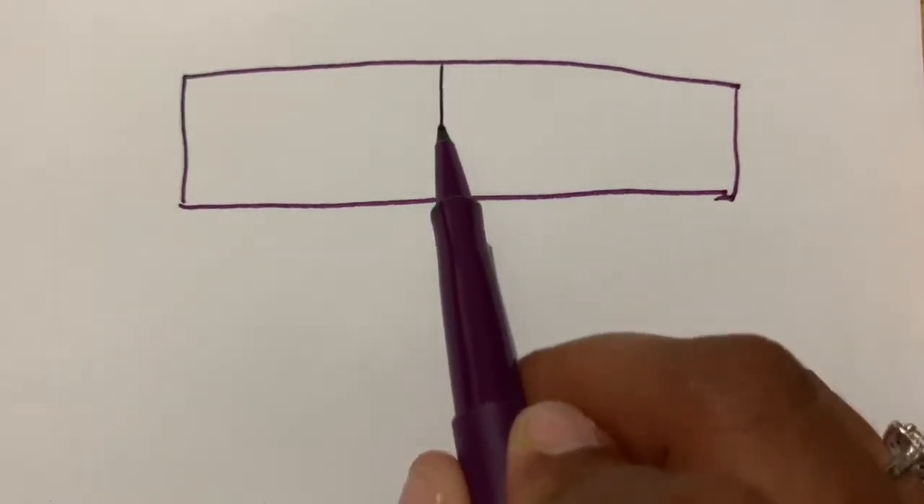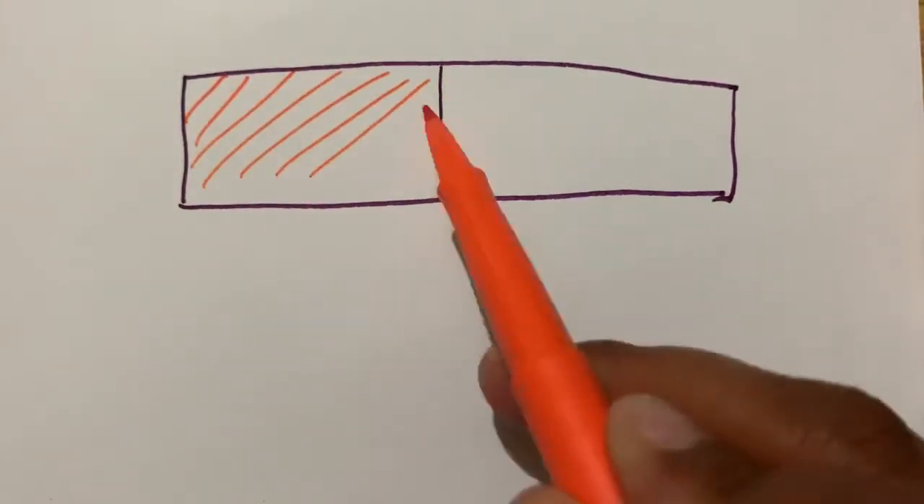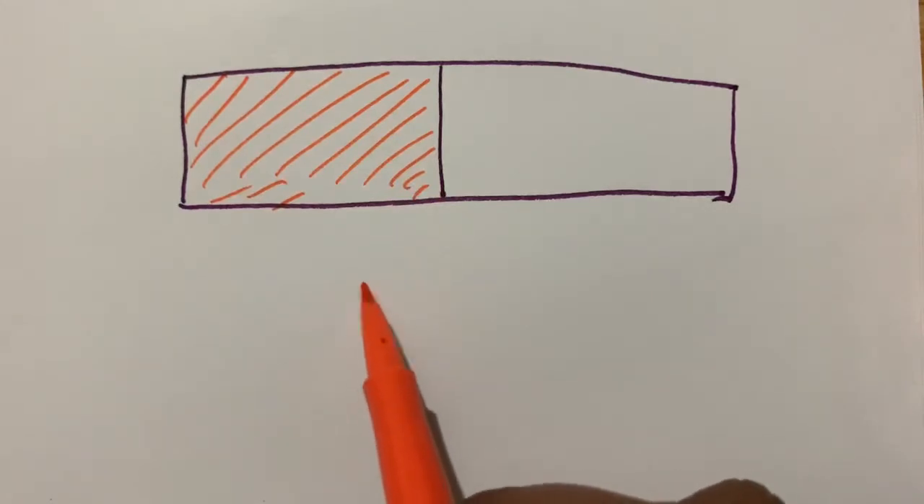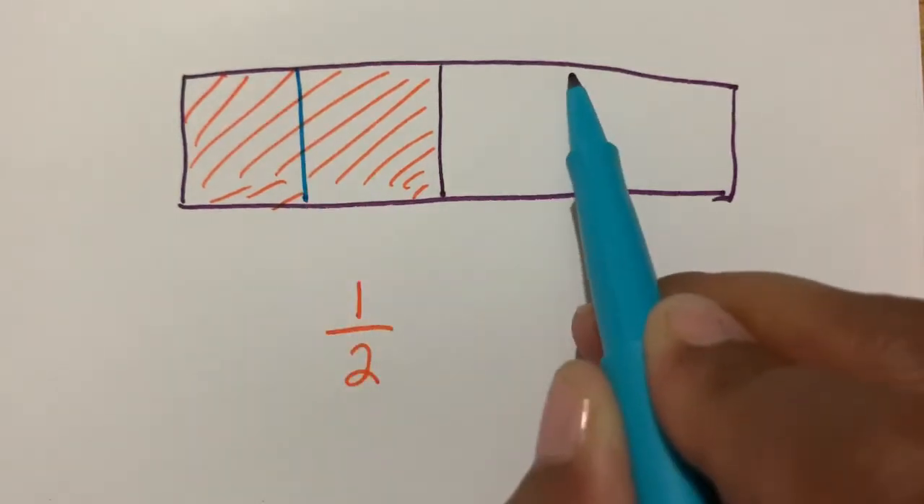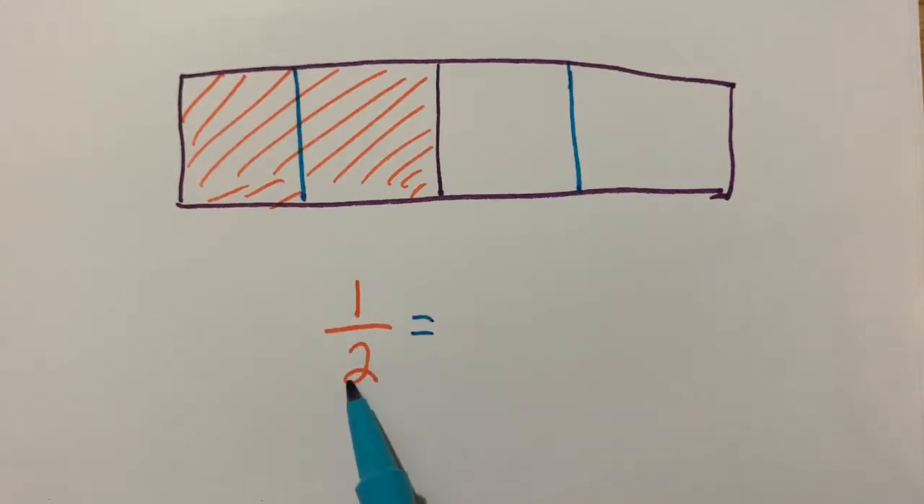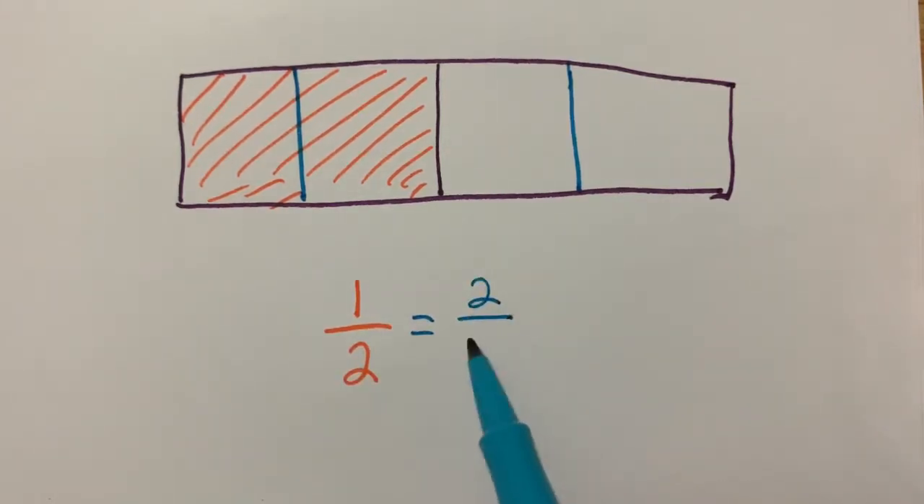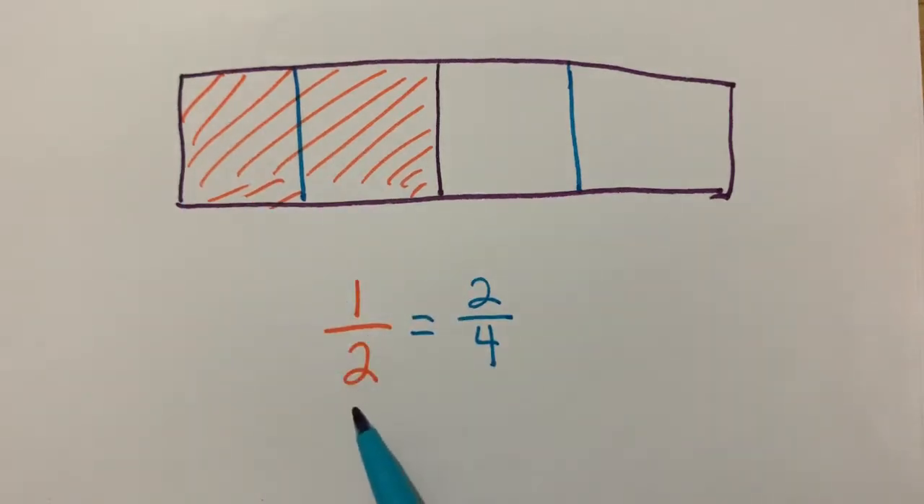So I'm going to use 1/2. So my benchmark fraction is 1/2. Well, if I take my model and I make it into fourths, I can say that 1/2 is equivalent to 2/4. And the reason why is I still have half of the model shaded when I have 2/4 of a fraction.